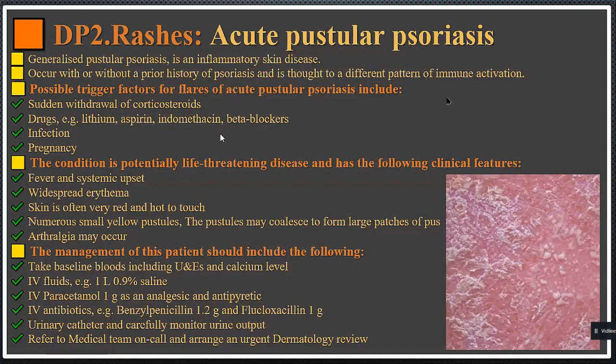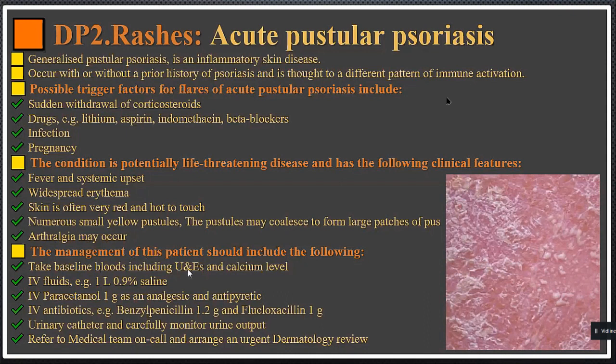So the patient has fever, systemic upset, widespread erythema, because it's generalized. Pustular here means like pus. We will discuss that now. The skin is often very red and hot to touch, with numerous small yellow pustules, and later it will be large patches of pus. Arthralgia may occur.